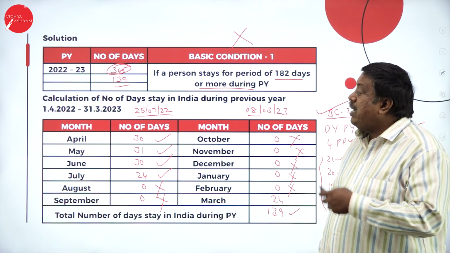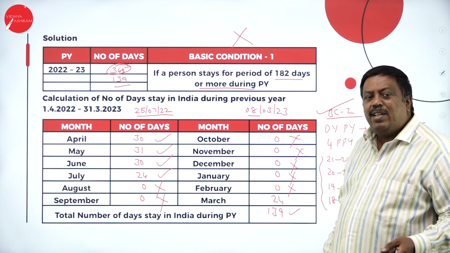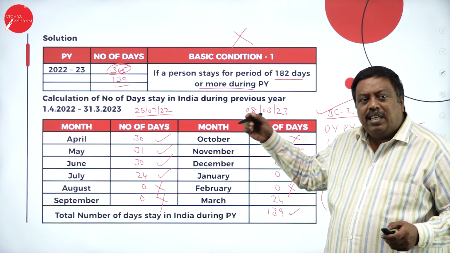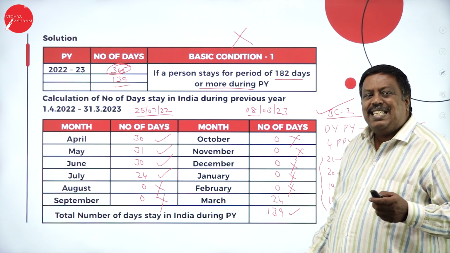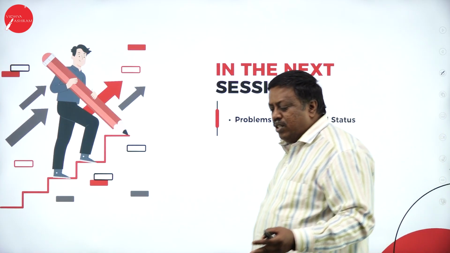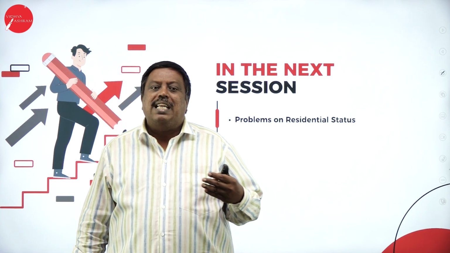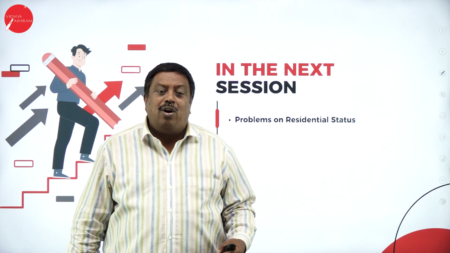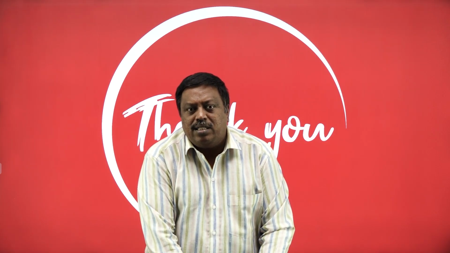So if you calculate like this, it is going to be very easy for you, and you can solve the problem without any hurdles. If you understand the concept properly, you can solve the problems easily. So this is what we have done. In the upcoming session, we are going to solve another 2 to 3 problems where you're going to understand even better and get a grip on solving residential status problems. Thank you, my dear students.